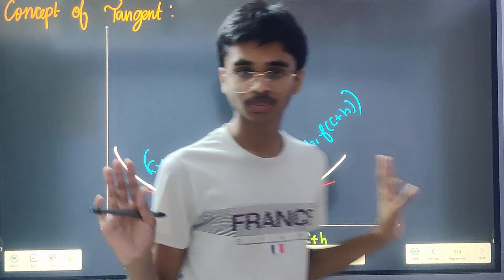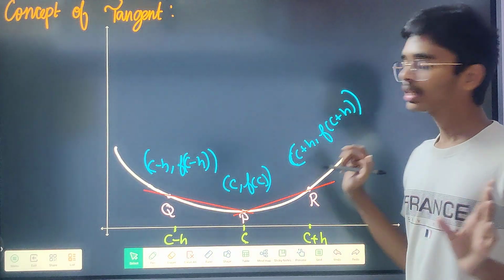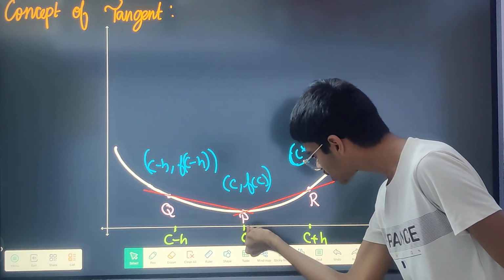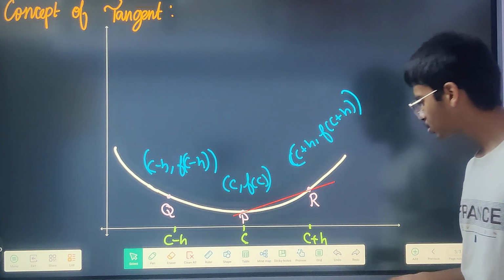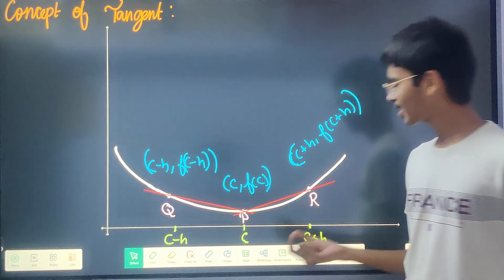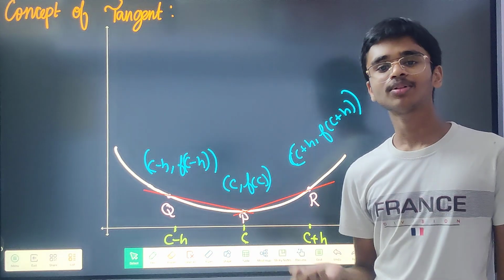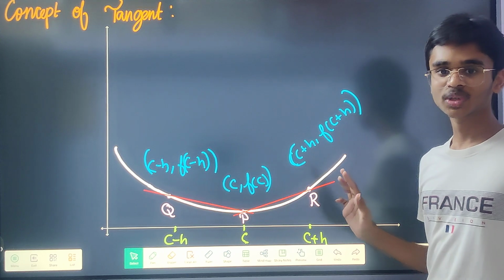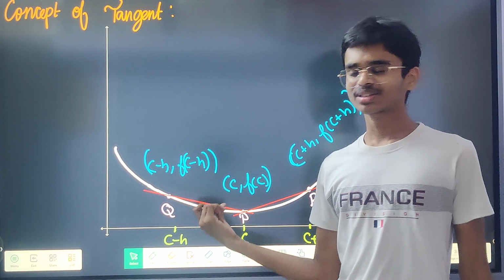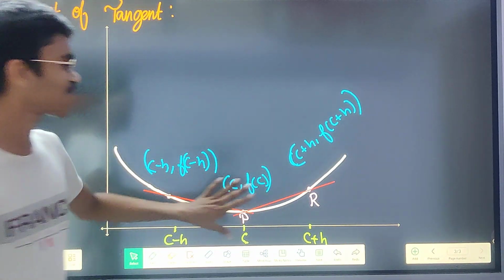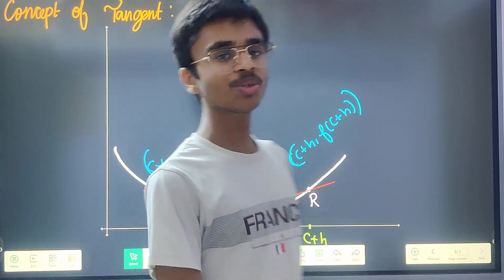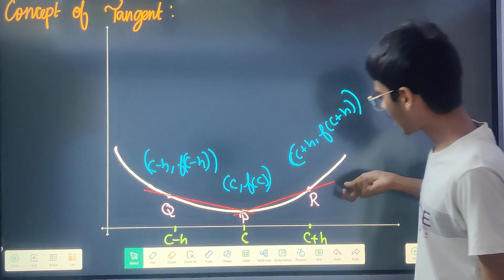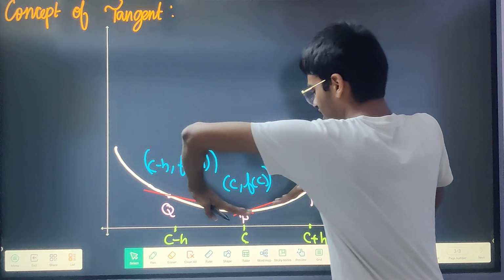This is a very zoomed version. In reality, if this is the C point, then the H point will be very close, like this much even. Just like here you will be able to see C plus H, and here C minus H. This is just a zoomed version so you can all understand it in a very good way. So I'm going to minimize this H distance, that is, bring Q near to the P point and R near to the P point. That means I'm trying to make these two lines flat.